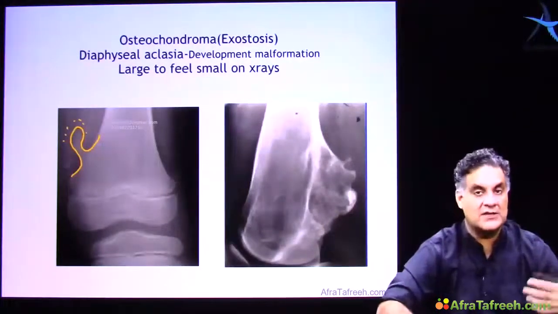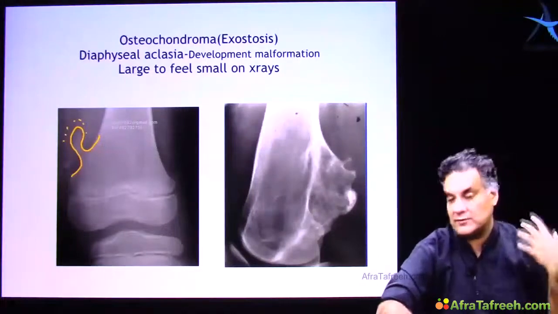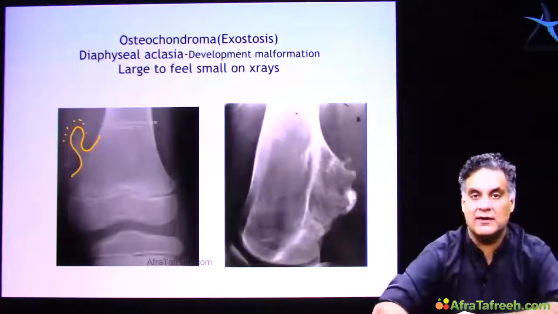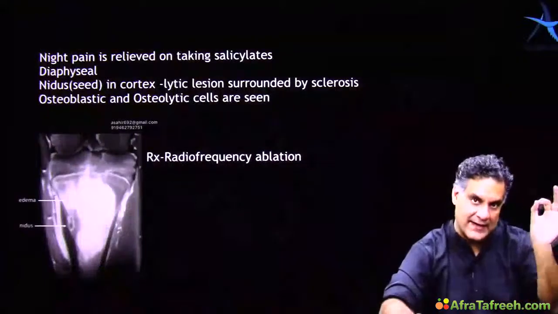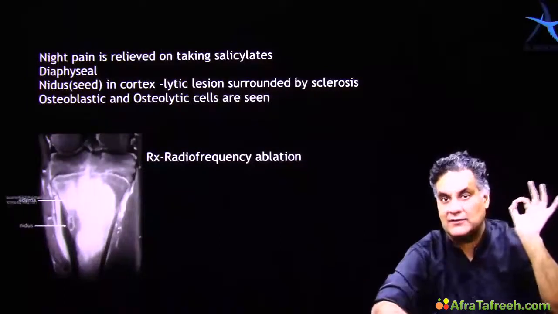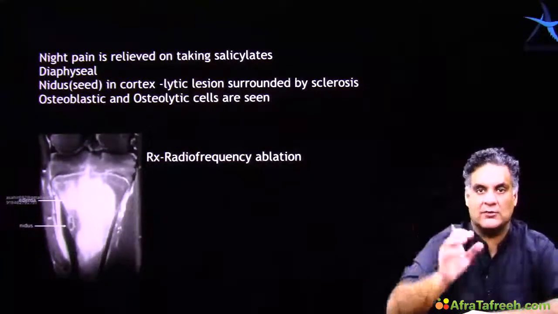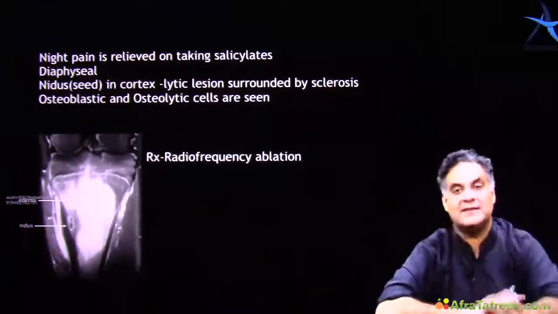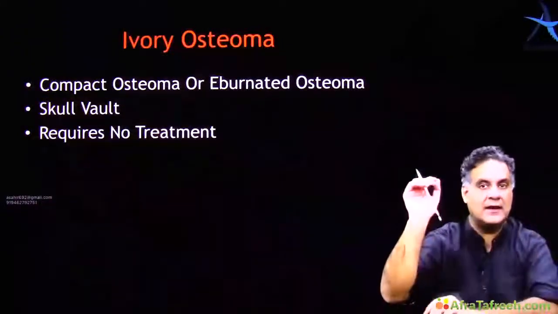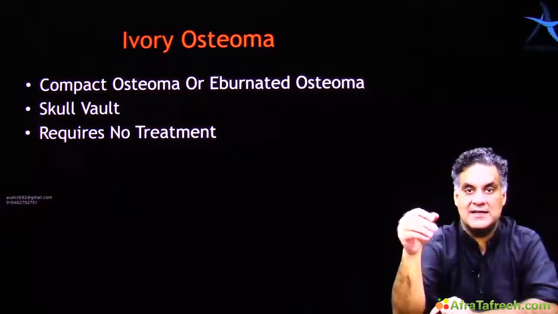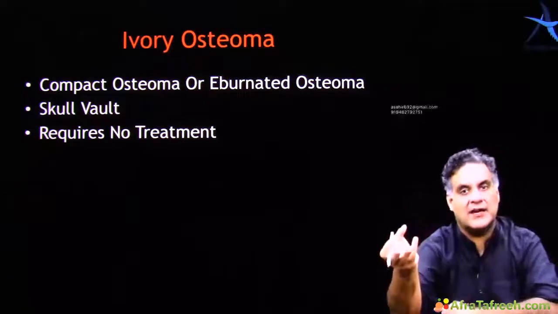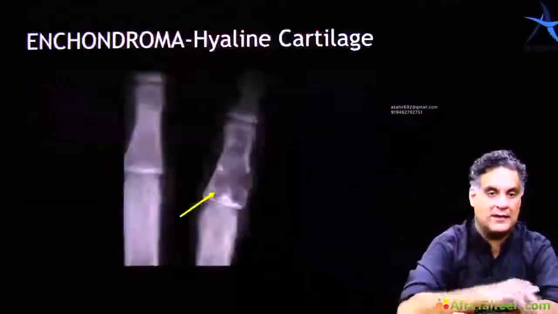It has a malignant potential. It can change into chondrosarcoma. The risk of malignant potential is less than 1% in case of solitary lesion, more than 6% in case of multiple lesions. And then there's a tumor which has night pain relieved on taking salicylates or aspirin. This is called osteoid osteoma in the cortex of the lesion, which has lysis and sclerosis. So both osteoblastic and osteolytic cells are seen, and remember it has a growing point called a nidus, which is in the diaphysis. And then there are not so offending lesions which are incidentally discovered. They are like white dots on the skull called ivory osteoma, or the compact osteoma, or a shining white also called eburnated osteoma, and they don't require treatment.